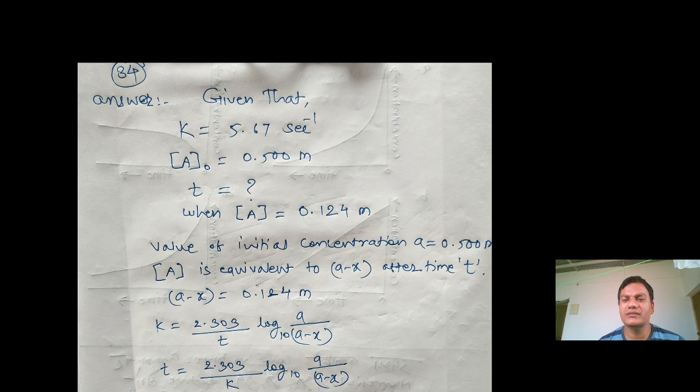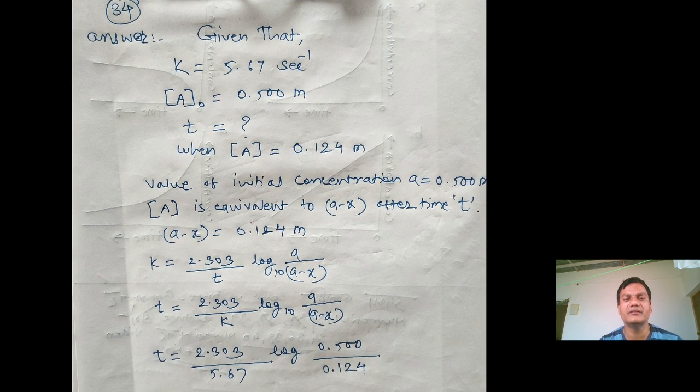We have studied this first order kinetics equation. We have also derived the equation, from which we got the last equation, K is equal to 2.303 by t log to the base 10 A upon A minus X. A is the initial concentration, and A minus X is the concentration remaining after a particular time period t. So A minus X we can substitute here as 0.124 molar. This is the first order kinetics equation which we have to use to solve this numerical.